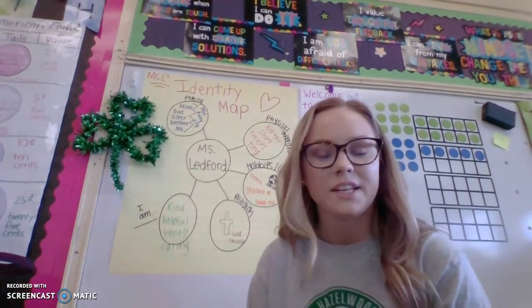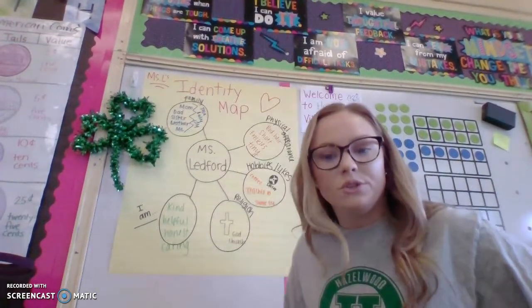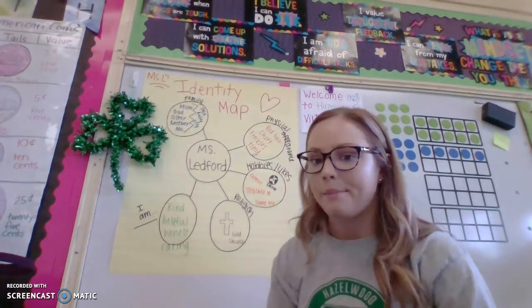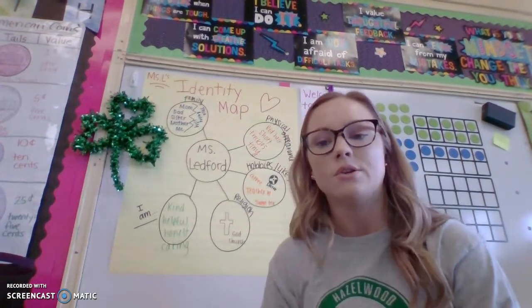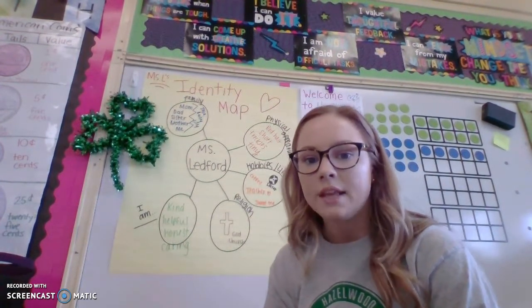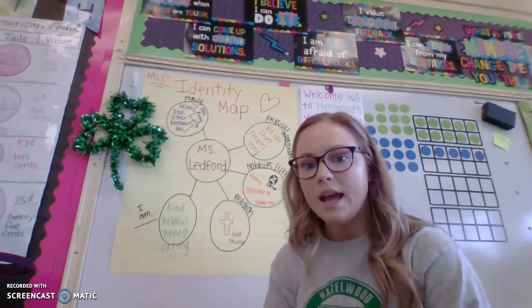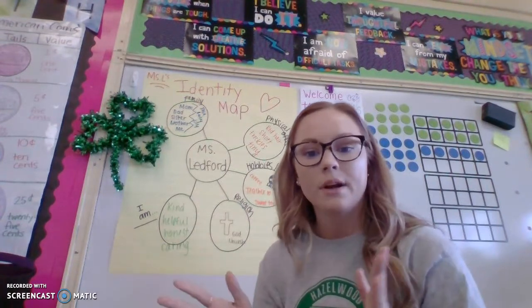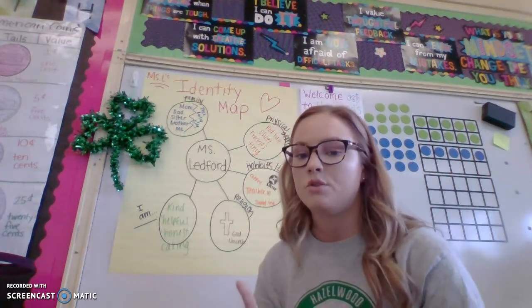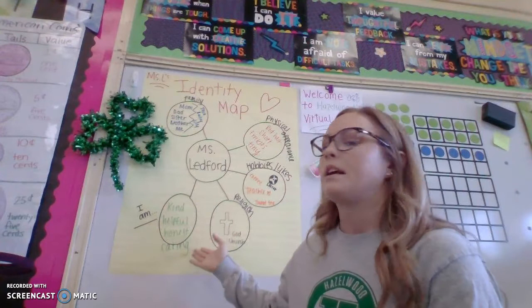All right, for your social studies assignment today, you guys are going to be doing an identity map. So we've been talking about identity and who you are all week and the different things that make up who you are. And now you are going to get a blank piece of paper. You're going to do whatever you want on it. You can draw pictures, you can write words, you can make it look just like mine, you can make it look completely different, however you want.